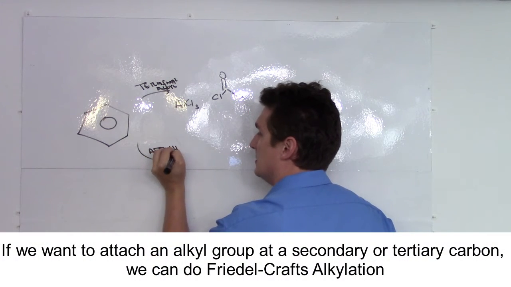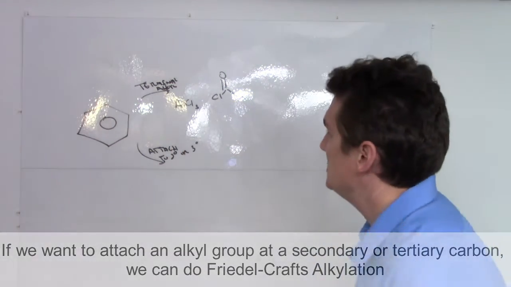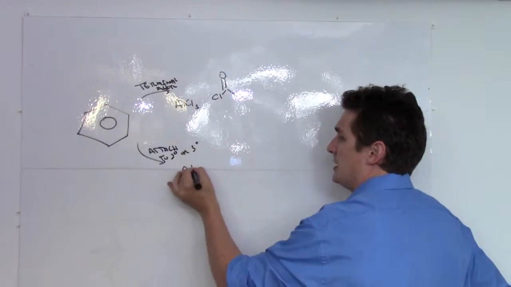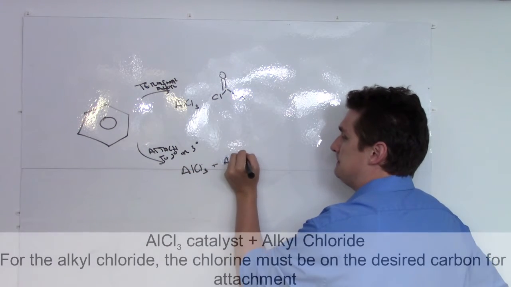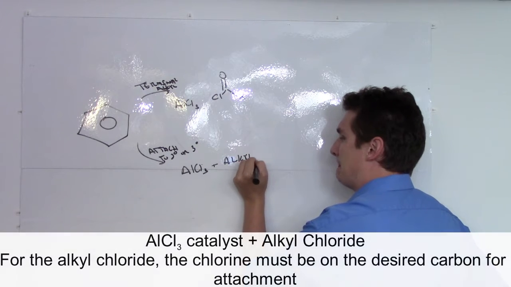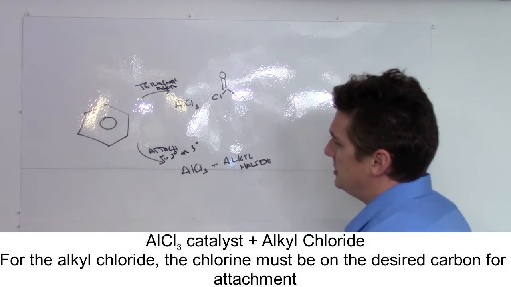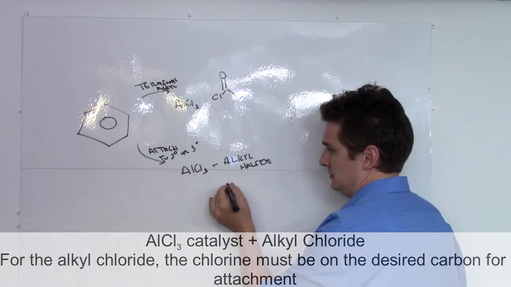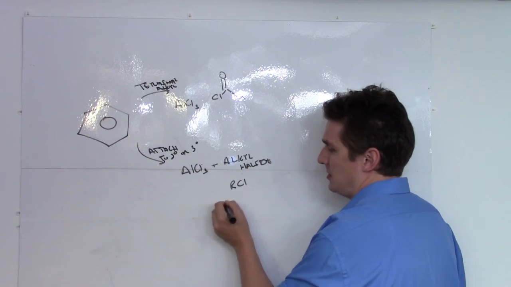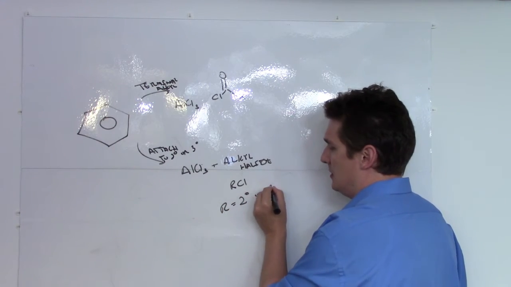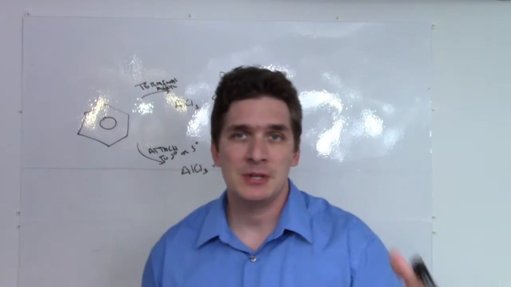to a secondary or tertiary one, where there isn't a chance of rearrangement, we're still going to work with the AlCl3, but in this case we can use the alkyl halide. So we could do something like RCl, assuming that R is a secondary or tertiary carbon. Now in both cases we're going to end up with carbon coupling to the benzene ring.